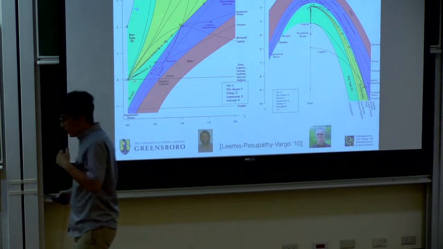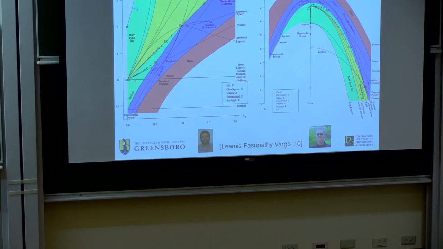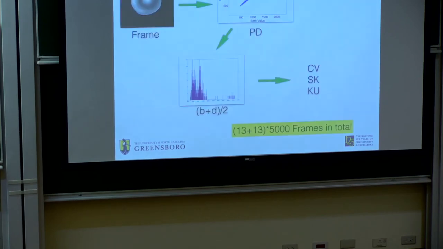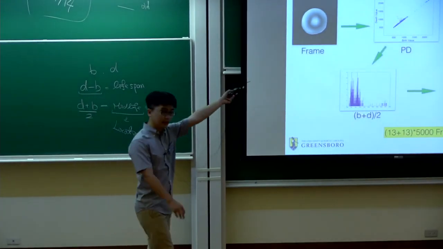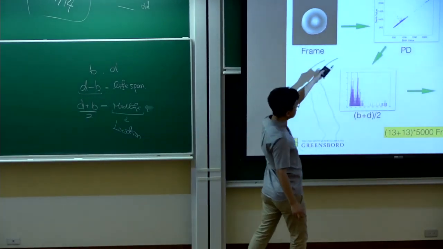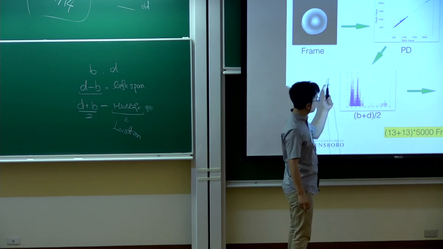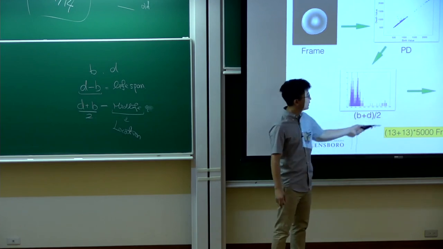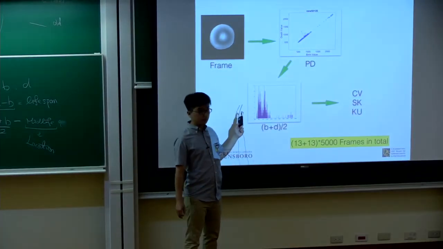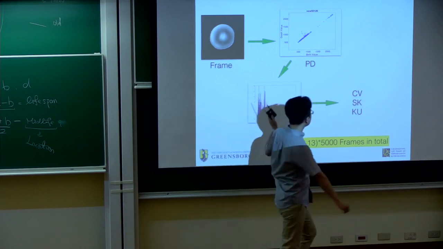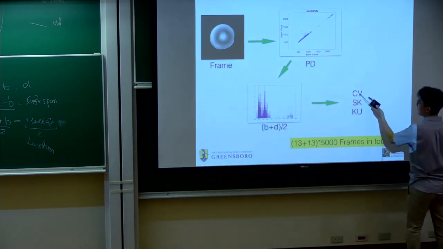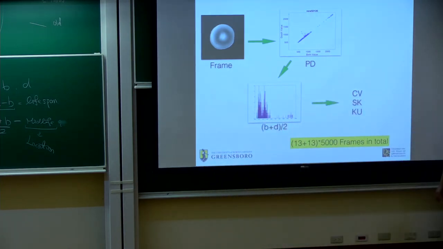So we use their idea, right? This is what happened. For each frame, I have a persistent diagram, like you see. And for each persistent diagram, I can calculate the histogram of the midlife coordinates. And for each distribution, I can then calculate the CV, SK, and KU.